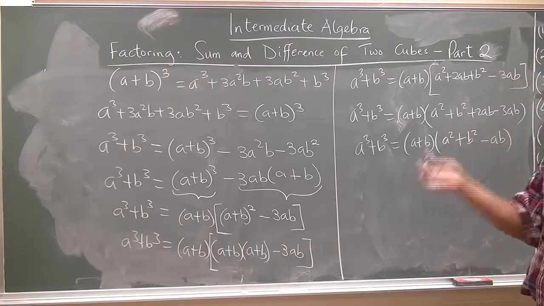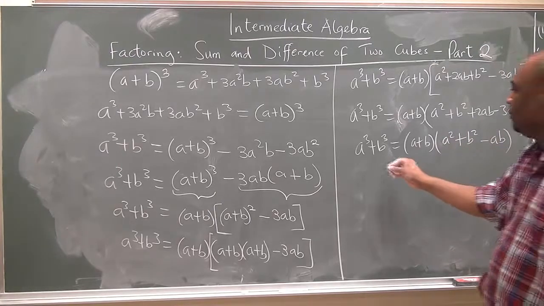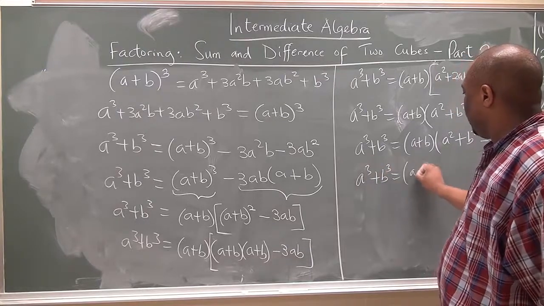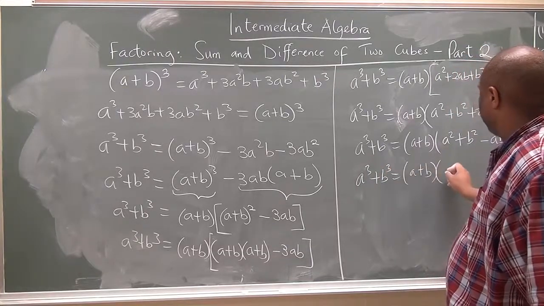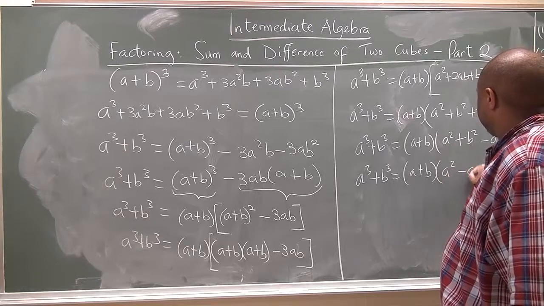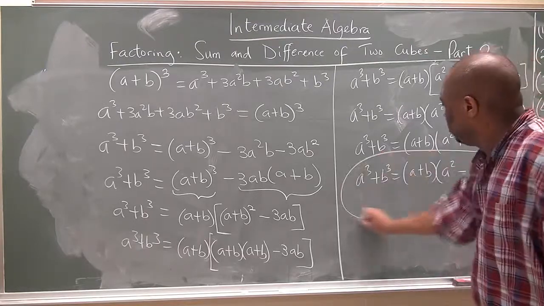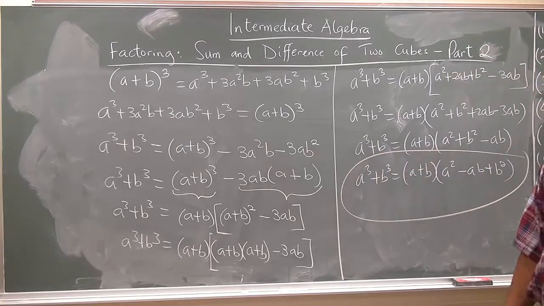And if we want to make it look in that form that we had from the beginning, we have that a cubed plus b cubed will be a plus b times a squared minus ab plus b squared. That helps you also.